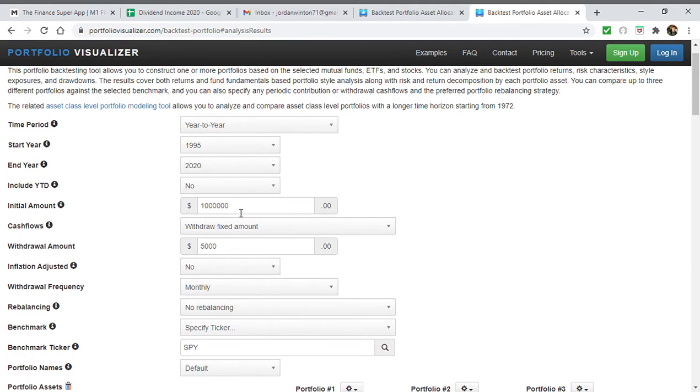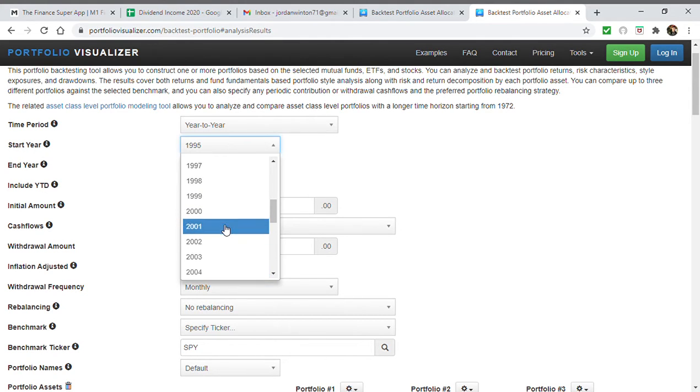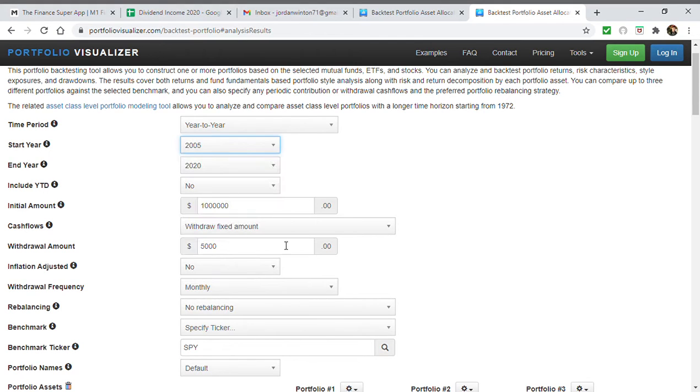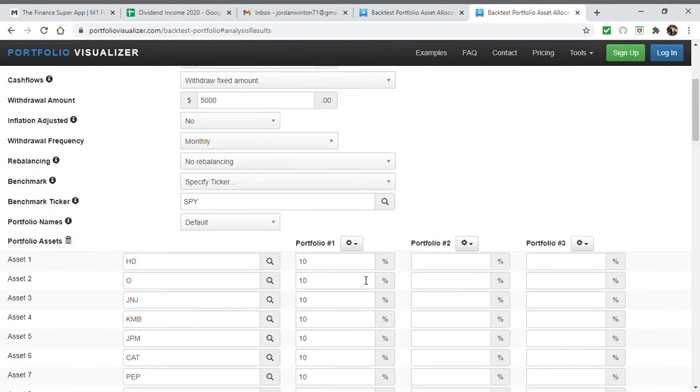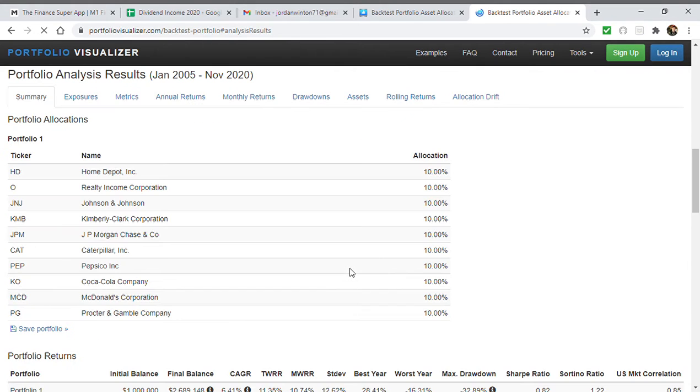So what we did, we started with a $1 million portfolio, withdrawing $5,000 a month, i.e. $60,000 a year, which is a 6% withdrawal rate. This is just an example. And let's go ahead and go to 5 years ago, and we're going to keep on going in 5-year increments. This is not adjusting for inflation, not rebalanced, and let's go ahead and update this. Let's go ahead and look at from the last 5 years.